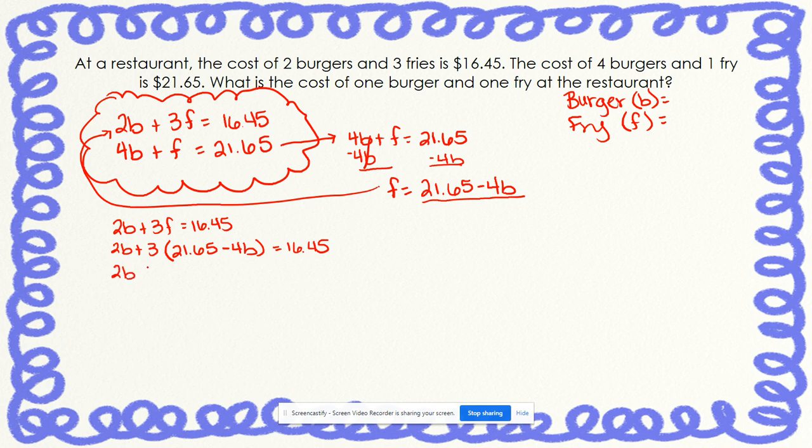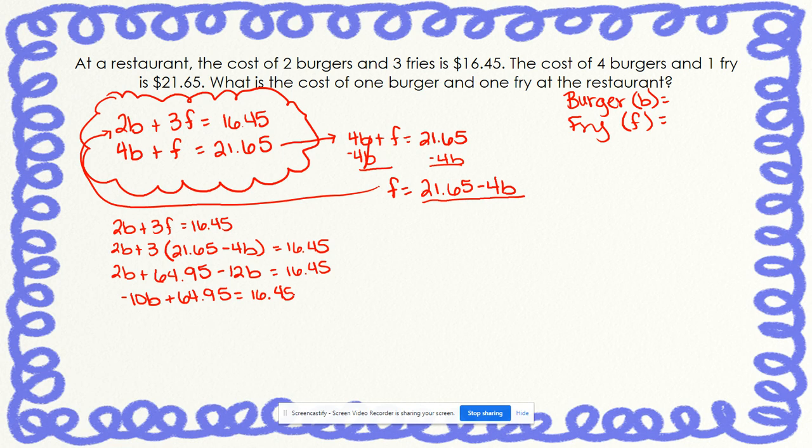So I'm going to rewrite 2B, and then I need to distribute my 3. When I do 3 times 2165, I get 6495. And then when I do 3 times negative 4B, I get negative 12B. And all of this equals 1645. Now I need to combine my like terms over here, so I have 2B minus 12B, which gives me negative 10B, and I still have plus 6495 that didn't have a like term. And all of this is still equal to 1645.